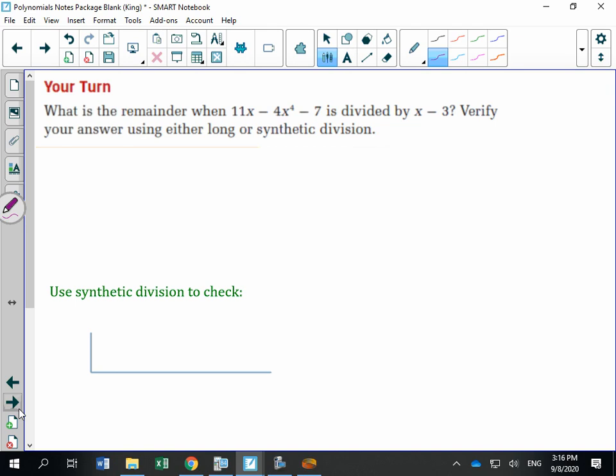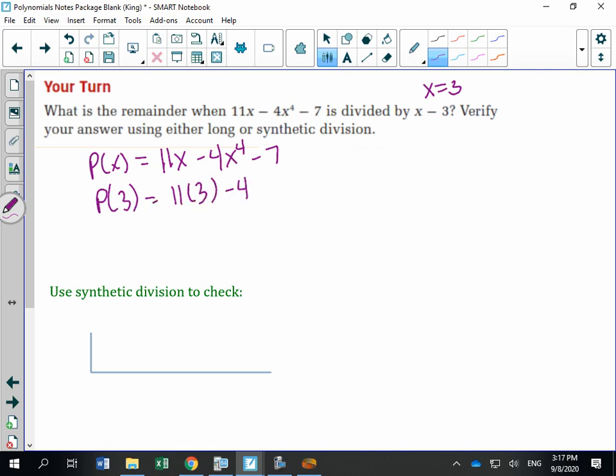This part here, so again, what is the remainder when this polynomial is divided by this binomial? So the root of this binomial is 3. P of x is equal to 11x minus 4x to the 4 minus 7. P of 3 is equal to 11 times 3 minus 4 times 3 to the power of 4 minus 7. P of 3 is equal to 11 times 3 is 33, minus 4 times 81, minus 7.